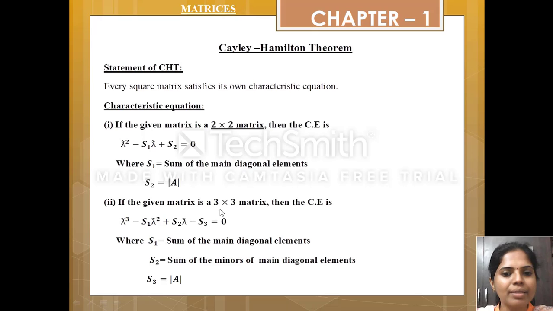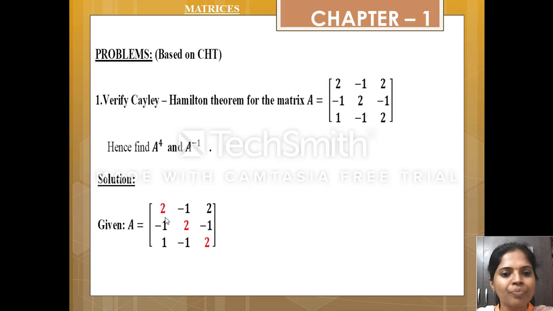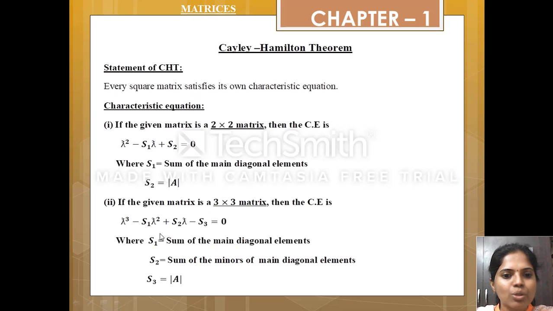Suppose the given matrix is a 3 cross 3 matrix, then the corresponding characteristic equation is this, lambda cube. Why are we starting from cube? Because the given matrix is 3 cross 3, so the order is 3, and we start from lambda cube. That's all. Here, S1 means the sum of main diagonal elements, S2 means the sum of minors of main diagonal elements, and S3 is determinant A.